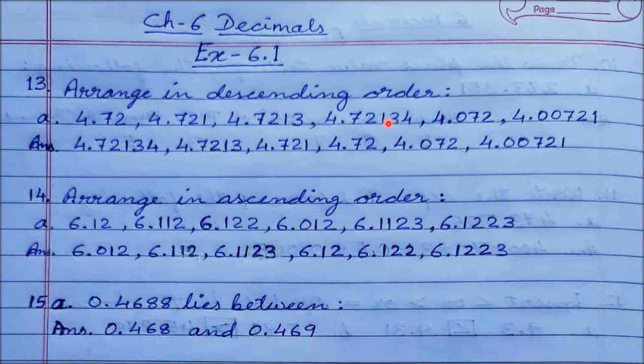So in descending order, we will write 4.72134 as the greatest. Smaller than that, 4.7213. Smaller than that, this one, 4.721. Smaller than that, this one, 4.72. Now, between these two, which one is greater and which one is smaller? Here you see 0, 0. Now, in the 100th place, 7, and there is 0. So 7 is greater than 0. That's why 4.072 becomes greater than that. So we'll write that, and finally the smallest one is 4.00721. So this is how you have to arrange them in descending order.